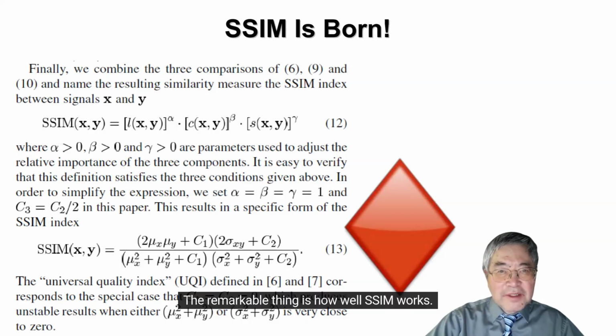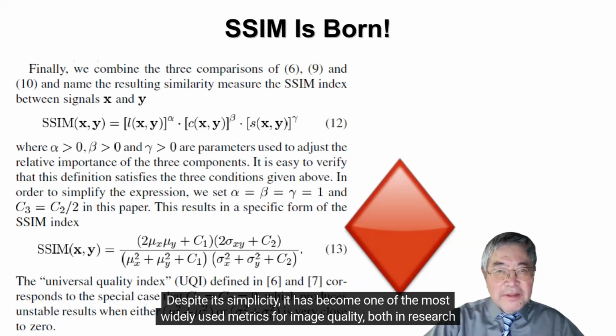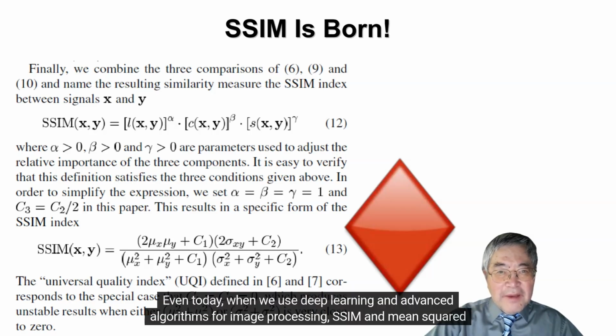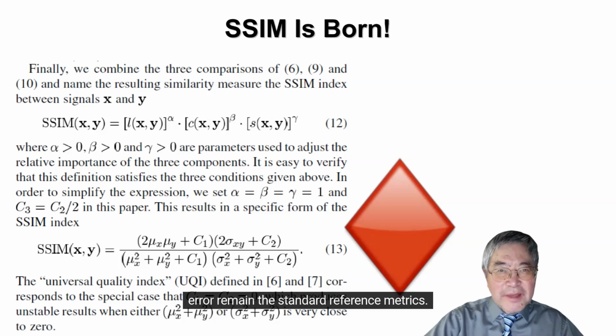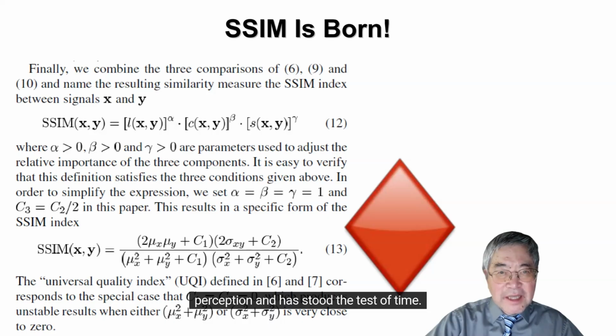The remarkable thing is how well SSIM works. Despite its simplicity, it has become one of the most widely used metrics for image quality both in research and in industry. Even today, when we use deep learning and advanced algorithms for image processing, SSIM and mean squared error remain the standard reference metrics. So, this is the moment where SSIM is born, a simple but powerful measure that aligns closely with human perception and has stood the test of time.